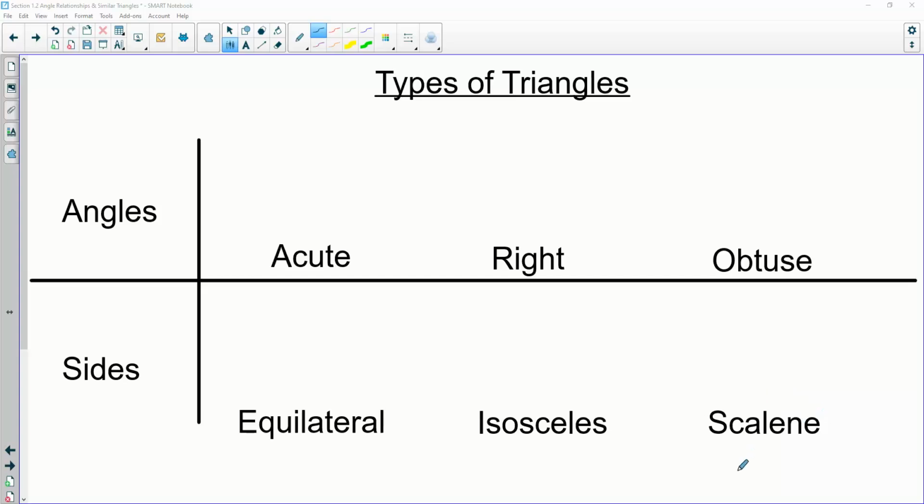Terminology stuff. Triangles can be classified by their angles or their sides. A lot of times you'll see both classifications. So I just want to make sure we know what these things mean. If I say you have an acute triangle, what does that mean? Yes. So all the angles are acute or under 90 degrees, whichever way you want to write that.